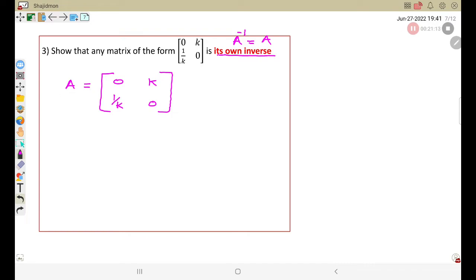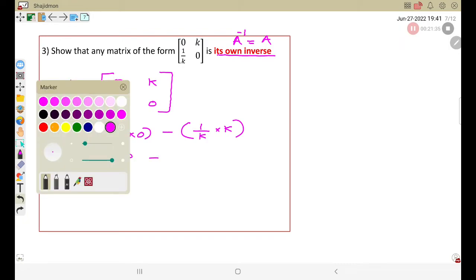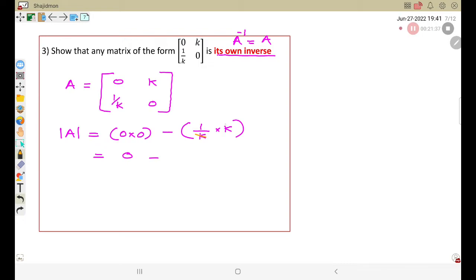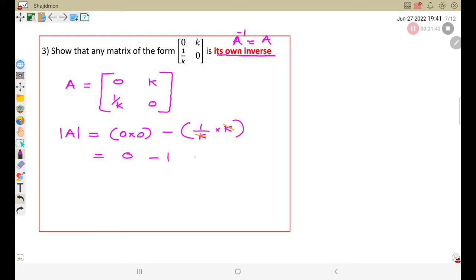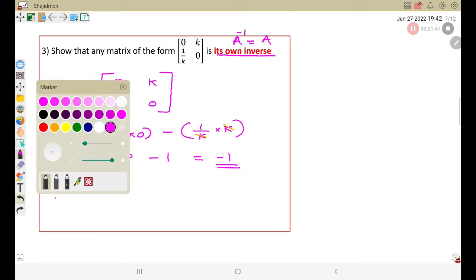Okay, so just to check what is the inverse of this matrix, first we need to check what is the determinant of A. What is the determinant? Main diagonal numbers 0 multiply 0 minus off diagonal numbers 1 over k multiply k. So what will be the answer? 0 multiply 0 is 0, minus 1 over k multiply k, this k and k will cancel. So minus 1. So the determinant is equal to minus 1.